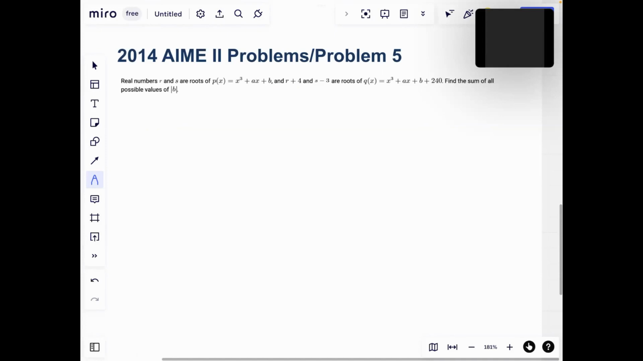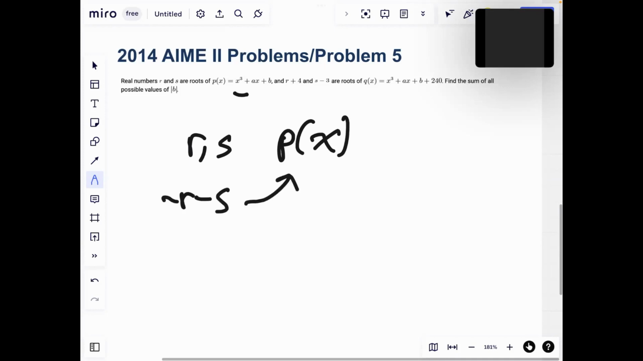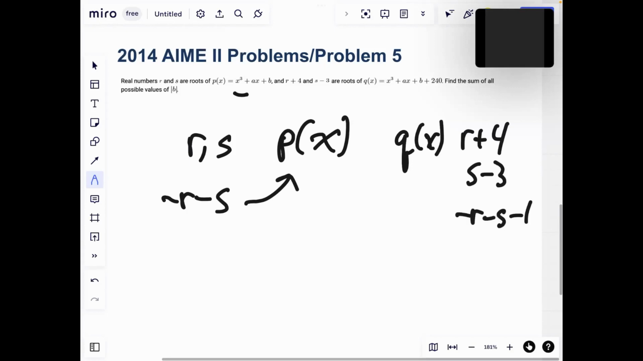Here we notice that the x squared coefficients of both P of X and Q of X are equal to 0. So this probably tells us that we should use Vieta's formulas. Since R and S are roots of P of X, and the x squared coefficient is 0, negative R minus S should also be a root of P of X, since negative R minus S plus R plus S is equal to 0. Similarly, since Q of X has roots R plus 4 and S minus 3, the remaining root should be negative R minus S minus 1.